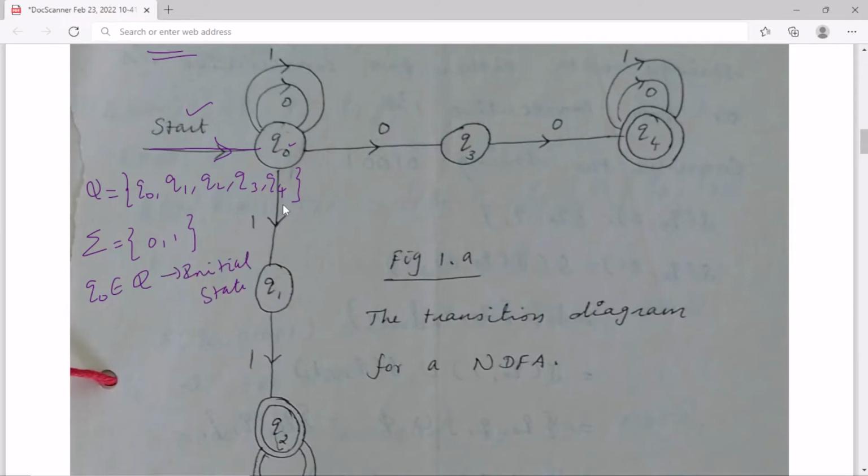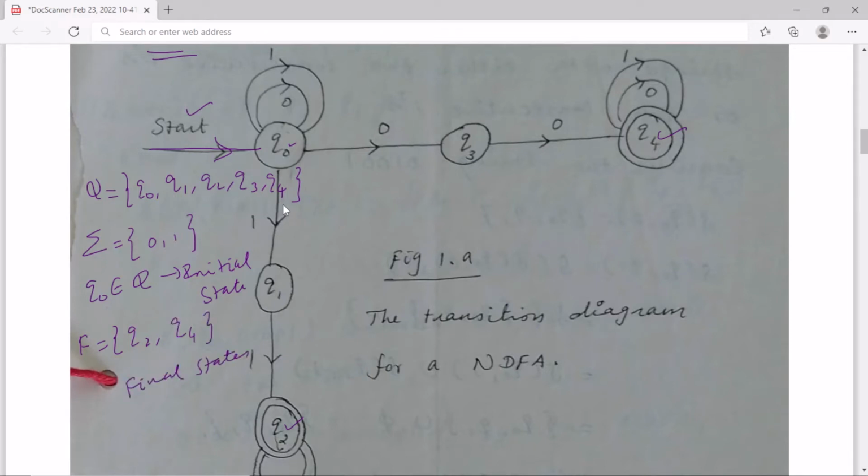Next one, final state. As I told you already, a final state is represented by a double circle like this. So we have 2 final states, that is F, which is nothing but the set consisting of Q2 and Q4, which means these 2 are the final states.